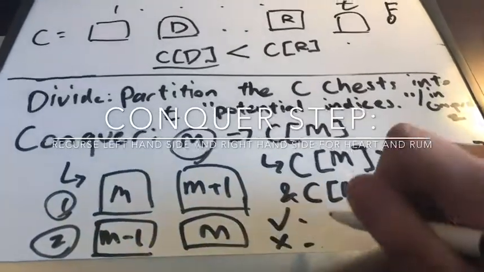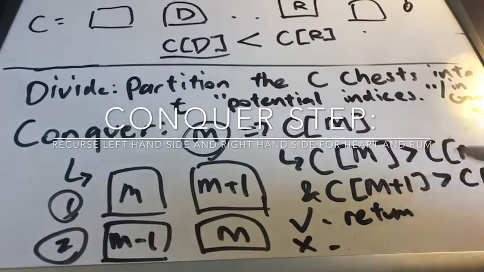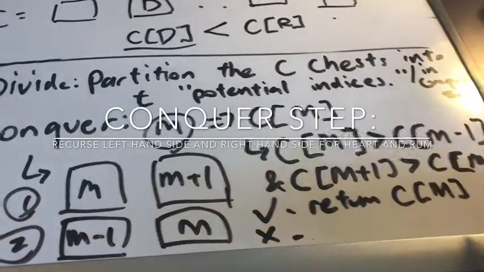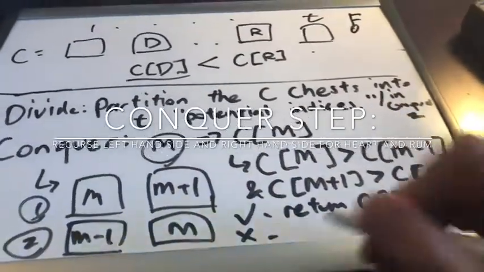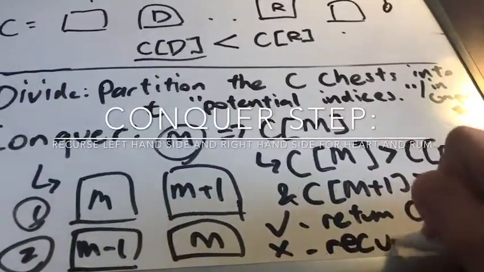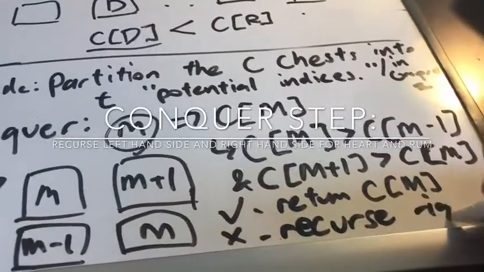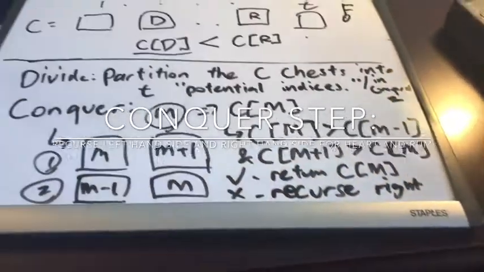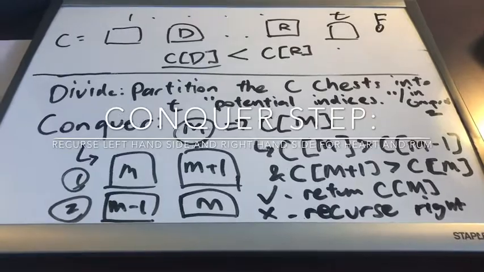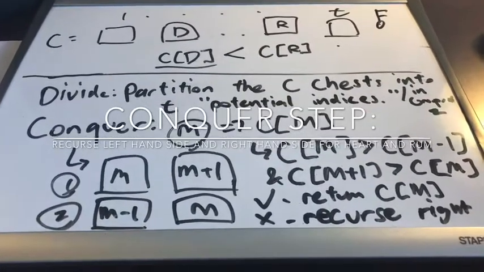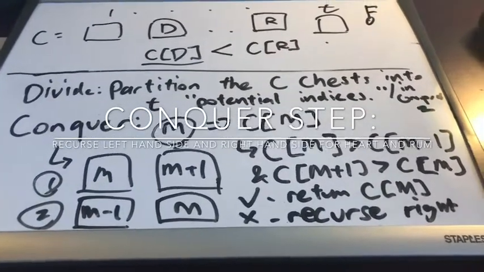So if he has found it, just return C of M, and that's pretty much it. Jack has found Davy Jones' heart. Yay. If not, we recurse to the right, because now we're trying to basically search on the right-hand side of the array, which is good. So yeah, that's it for the conquer step. That's of course only for the Davy Jones' heart.